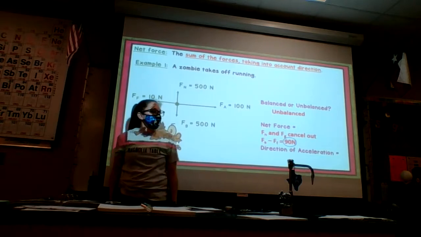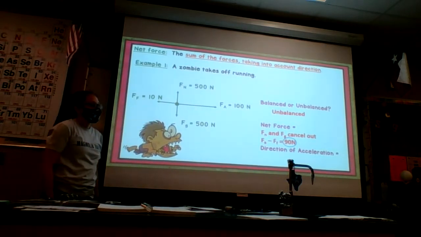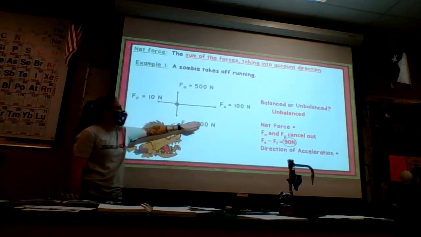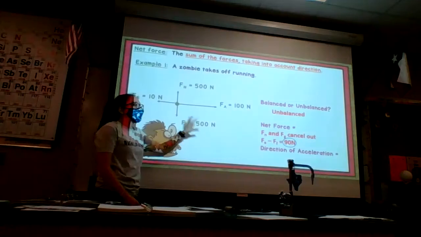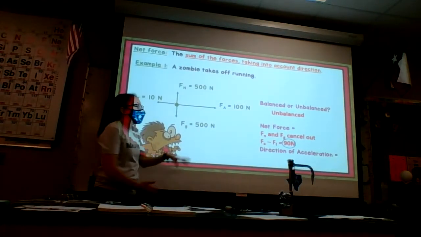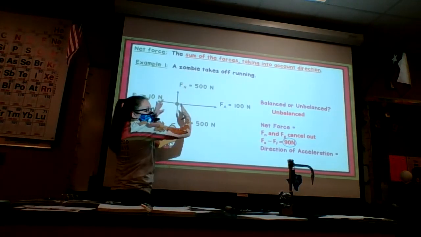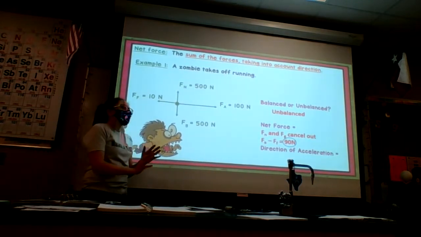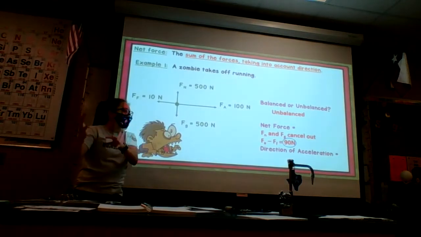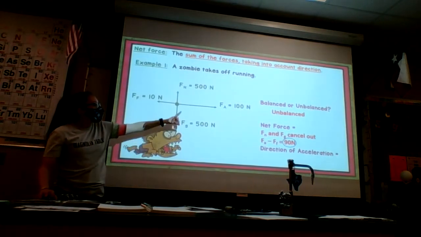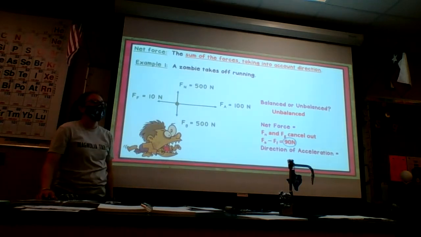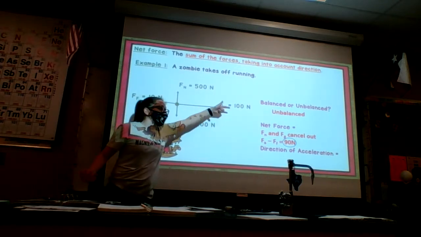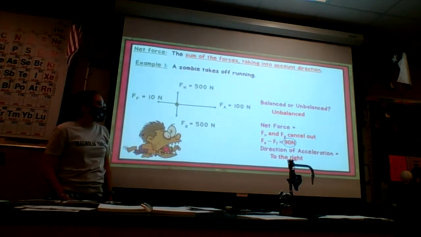What if that wasn't 500? Would you still subtract that total by 90? Yep. So if this was 400, we would have 190 net force. Okay, most of the time that's not the case because objects only move in one direction. Okay, so which direction would this be going? These two cancel out, so there's a greater force going that way, so it's going to be moving to the right.